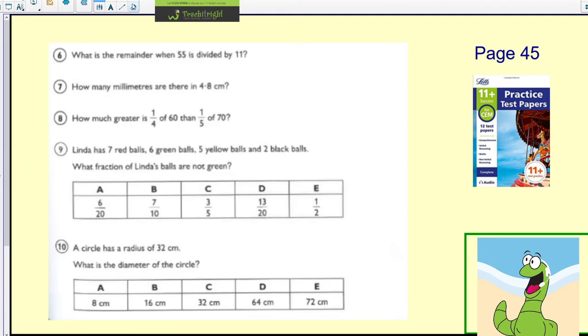Question 6. What is the remainder when 55 is divided by 11? So again, I would set myself up a bus stop.